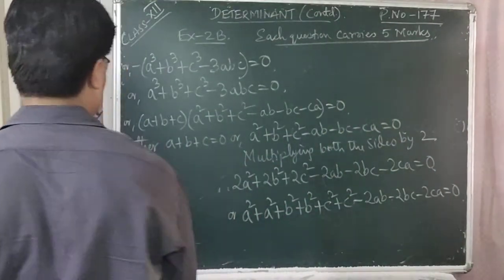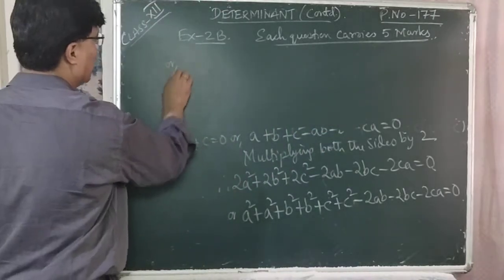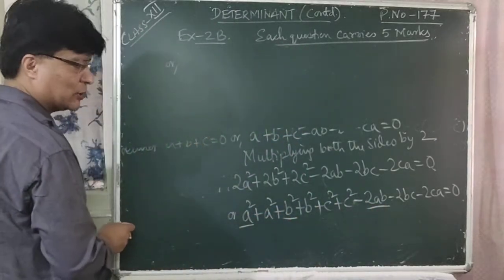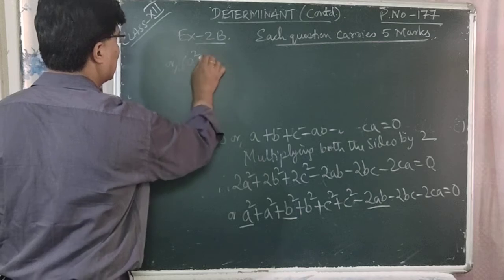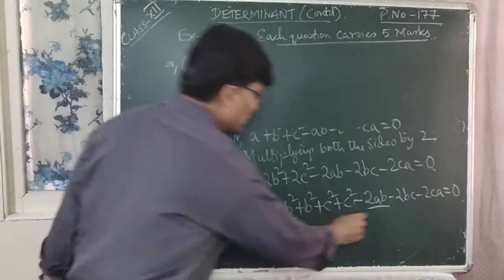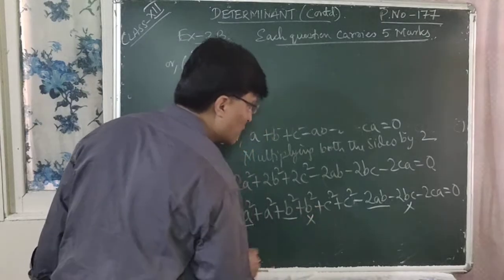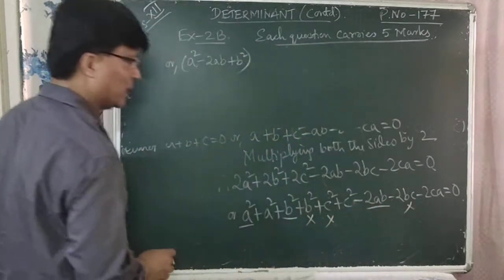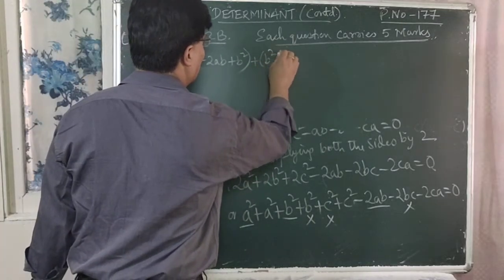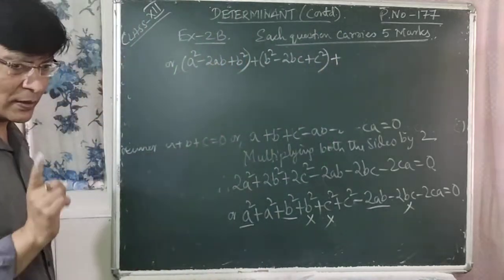Now let's simplify it. Now for this minus 2ab we need a square, b square. So you can write this a square, b square. Okay. So within the bracket you write a square minus 2ab plus b square. Now again for this minus 2bc we need b square and c square. So this b square minus 2bc plus c square. Let us write down these three terms now. That is plus b square minus 2bc plus c square plus again.